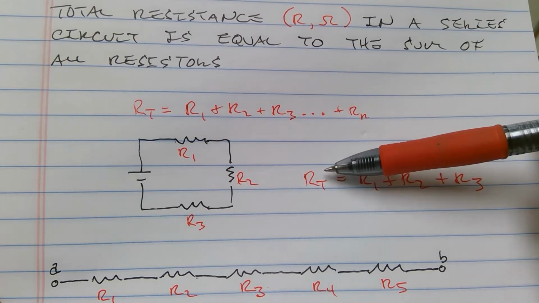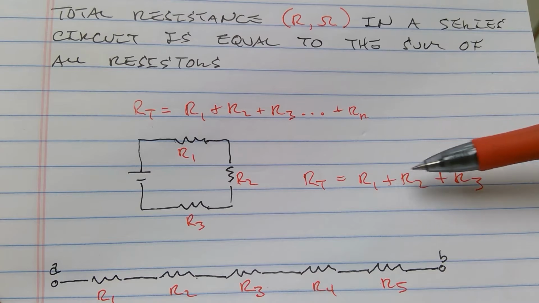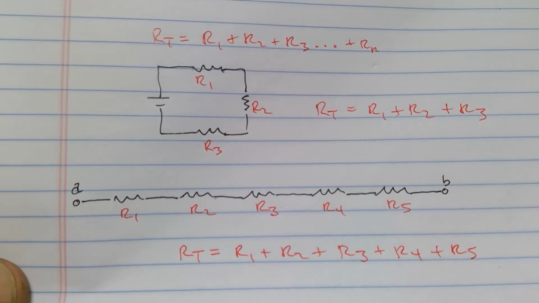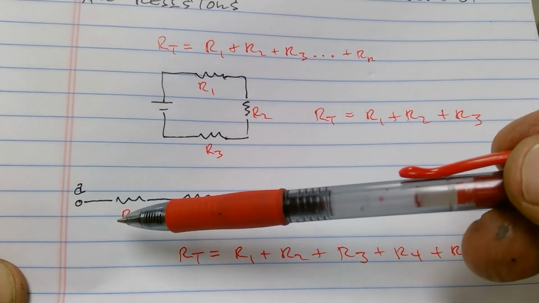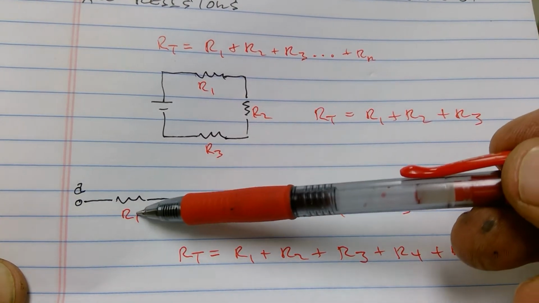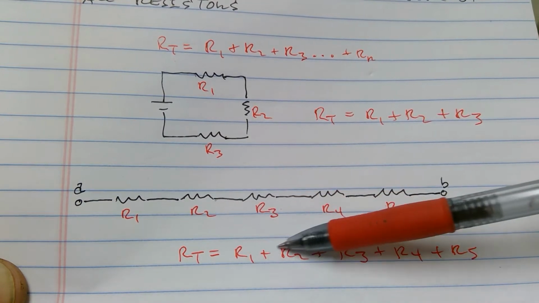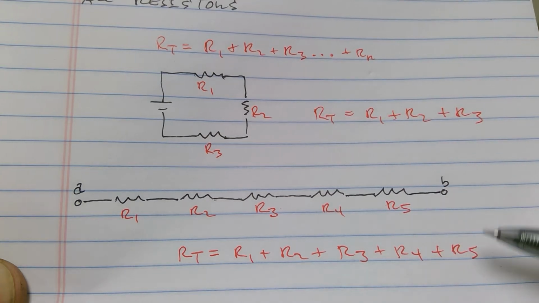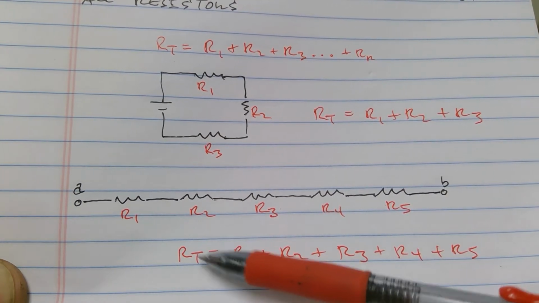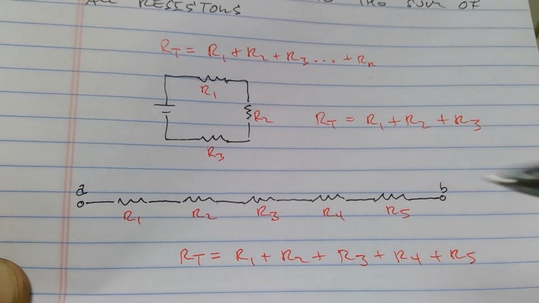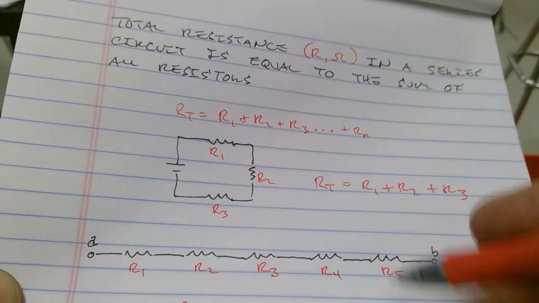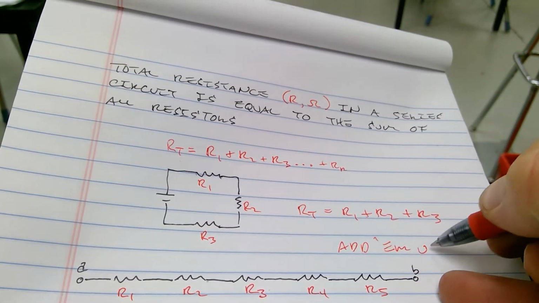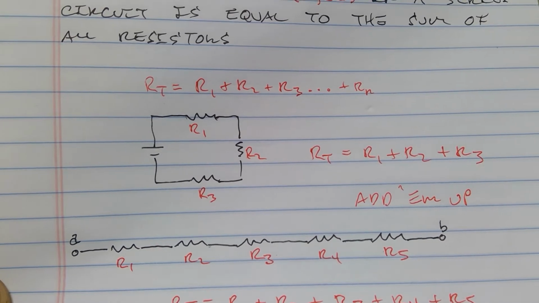So to calculate it, it would simply be RT is equal to R1 plus R2 plus R3, whatever those values are. But down here, if I had a series circuit with a whole bunch of resistors, I'd have R1 plus R2 plus R3 plus R4 plus R5. I add all of those up to get RT. So the resistance in a series circuit is really just a matter of add them up. That's all we got to do in a series circuit.